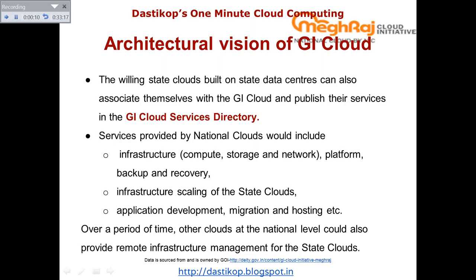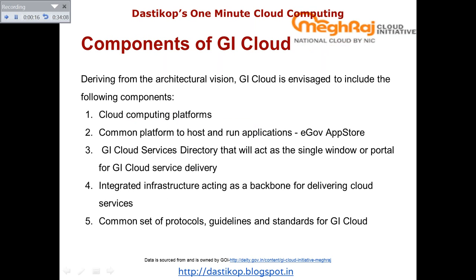Components of the GI cloud. There are, for example, cloud computing platforms. We know that in platforms we have Google, we have Amazon. Similarly, platforms are given by the government cloud. A common platform to host and run applications, like an e-government app store, like Google Play. The GI services directory, which will show you all the services which are available. Integrated infrastructure acting as a backbone for delivering cloud services. For example, if there is a service which connects the central government with a state cloud, then that kind of integration is also available.